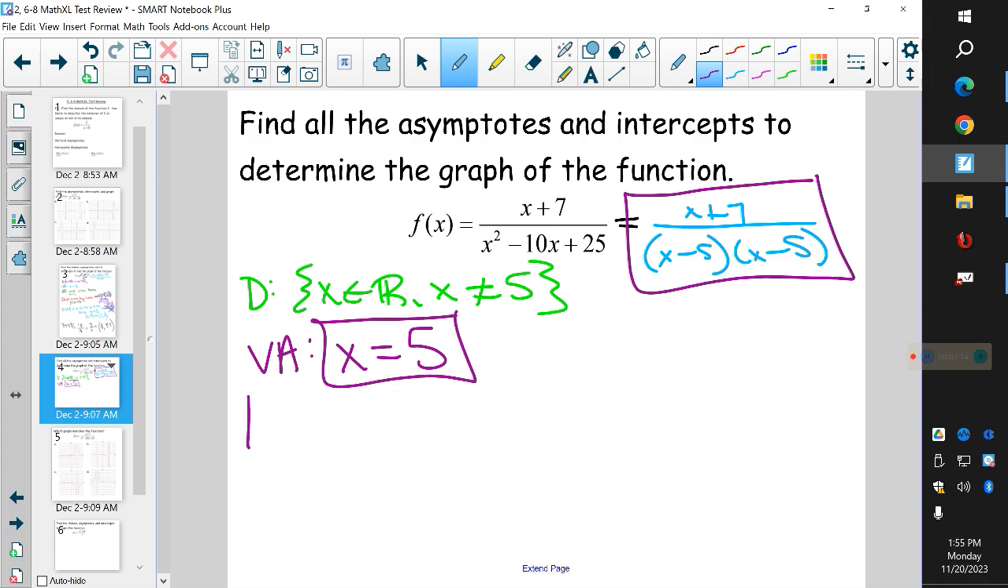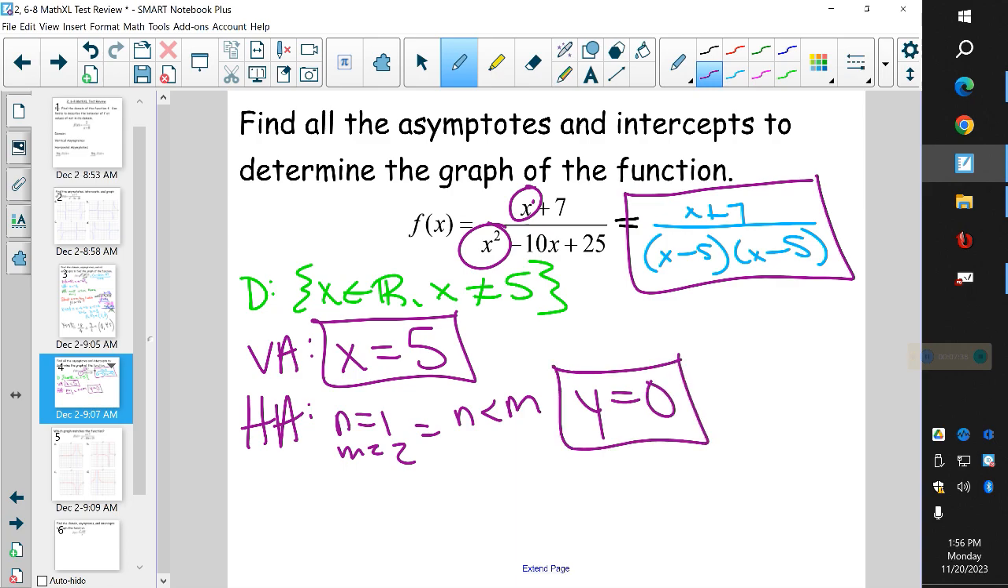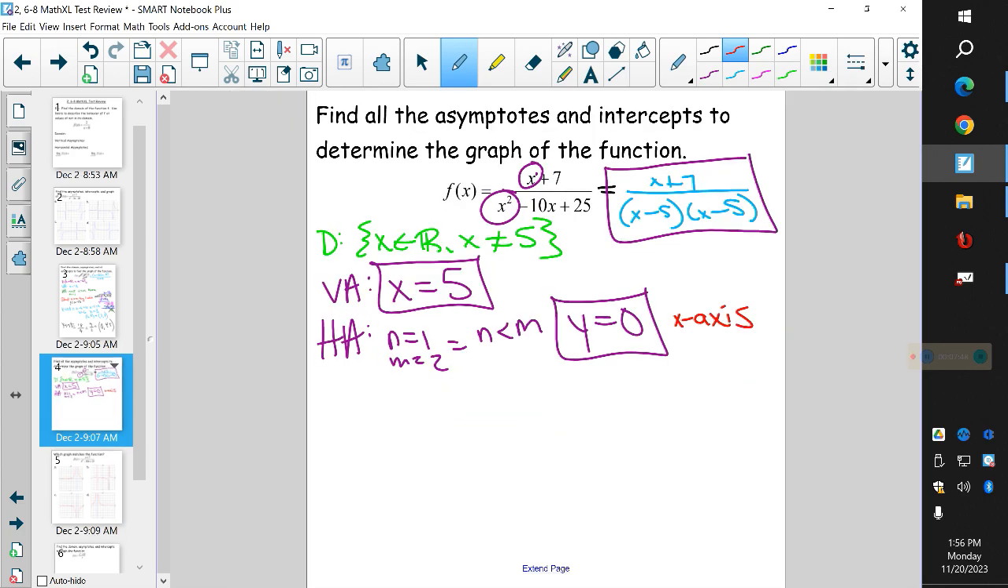Now again, I'm going to look for my horizontal asymptote. N is equal to 1. M is equal to 2. So that means N is less than M. So I have y equaling 0 as my horizontal asymptote. Now for a second, your brain needs to understand something, that this is the x-axis. So what does that imply about our x-intercepts? That implies that I don't have any x-intercepts. Okay? Before I get there, I need to do my slant. My slant asymptote, well, I have a horizontal, so I can't have a slant, so that's none.